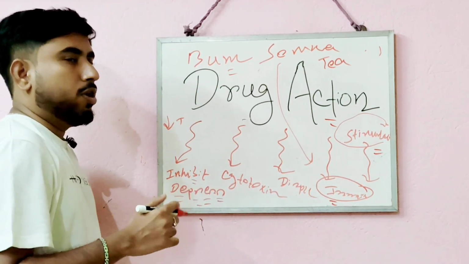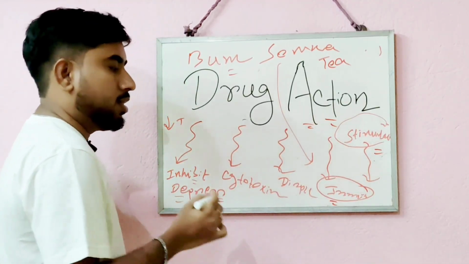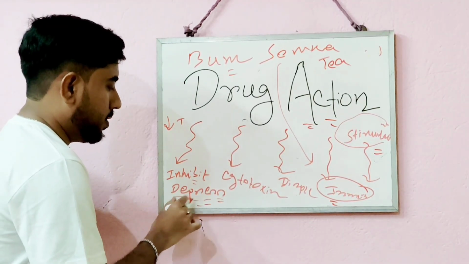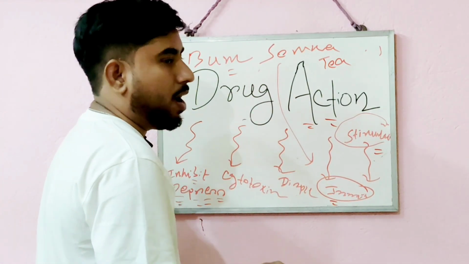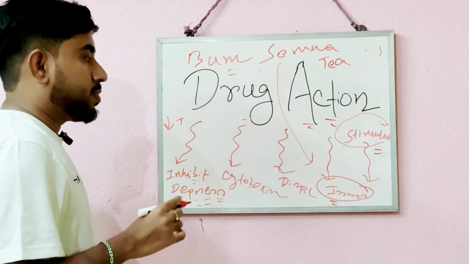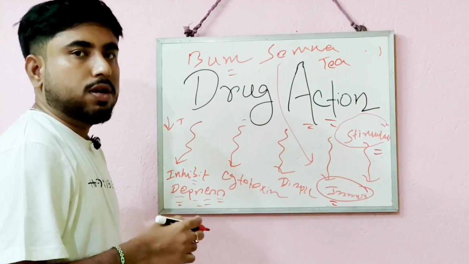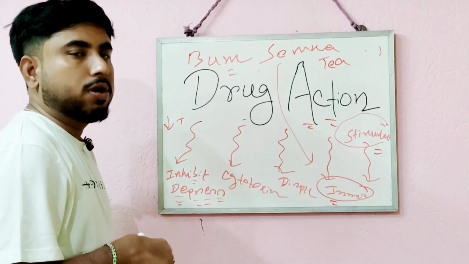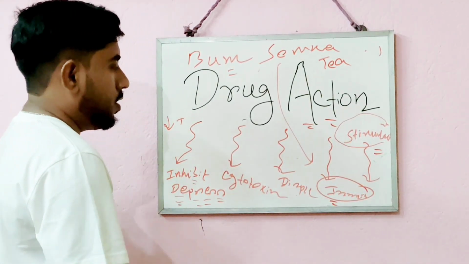So when we take a balm, it causes inflammation. That is also one type of action, and it reduces the pain. That means depression is the action. Senna irritates our bowel system, so the feces come out from our body and it treats constipation. So that is also one more action.